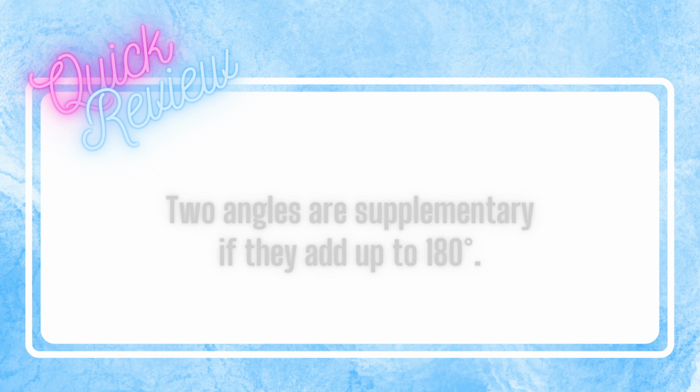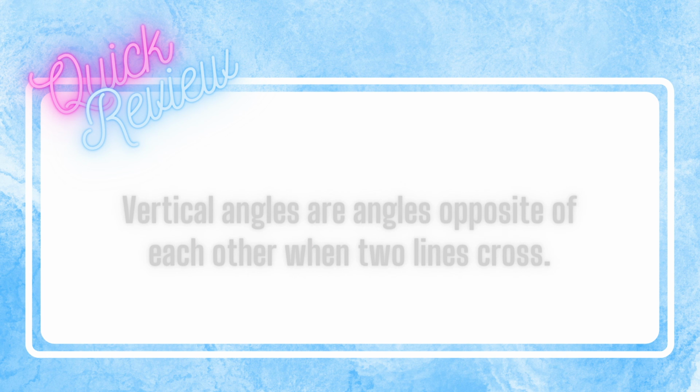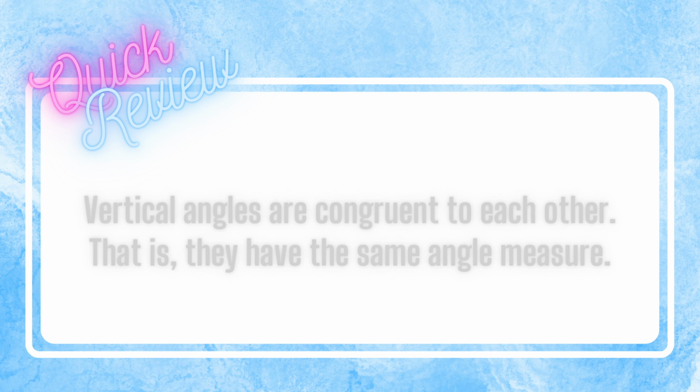And these quick review portions, you don't have to necessarily write down in your notebook. So we talked about how two angles are supplementary if they add up to 180 degrees. And we also talked about vertical angles. Vertical angles are angles opposite of each other when two lines cross. Vertical angles are congruent to each other. That is, they have the same angle measure.